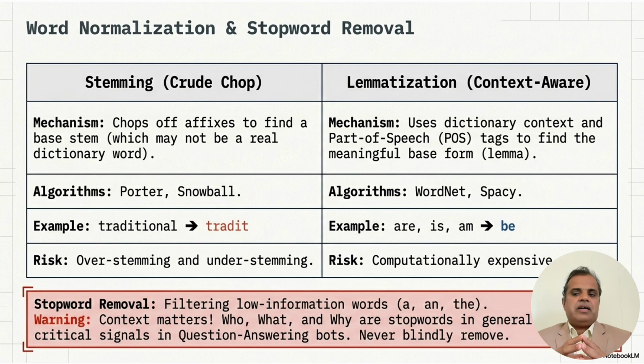It is a context-aware alternative. It uses part of speech tags to find the meaningful dictionary base, or lemma, turning words like is, and am into the word be. Alongside this, we perform stop word removal to filter out high frequency words like the or an. However, be careful in question answering bots. Sometimes the words who, why, how are the most critical signals and should never be blindly removed.